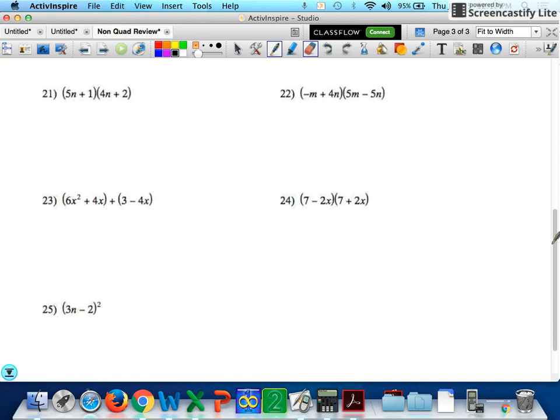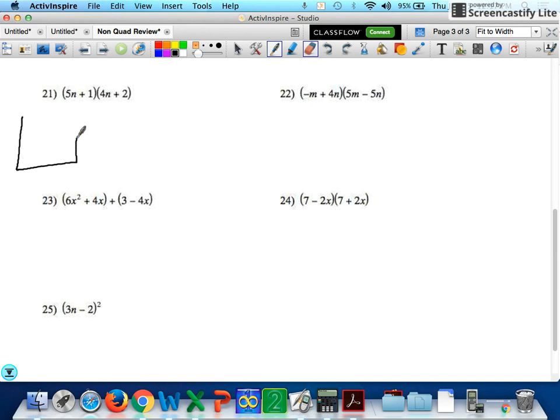For 21, this is another multiplication problem, but this is done by distribution, otherwise known as the window method. I'm going to show this one with the window method. If you didn't do it with the window method, you should get the same answer. I'll show some of the other ones by distribution later. This one I'm going to show by the window method just for the students that are used to it and like it better.